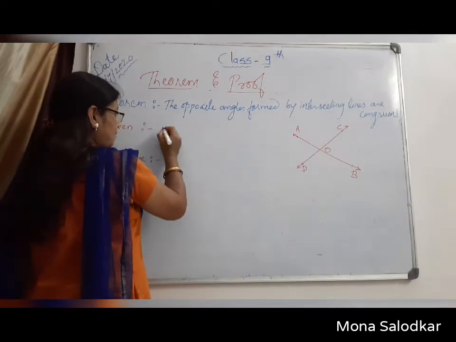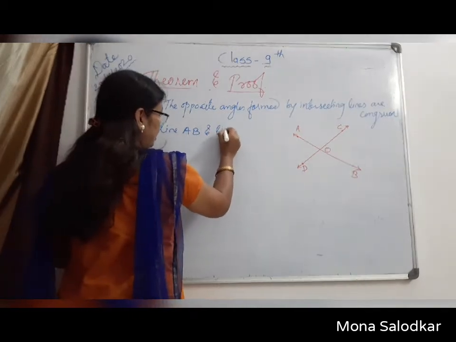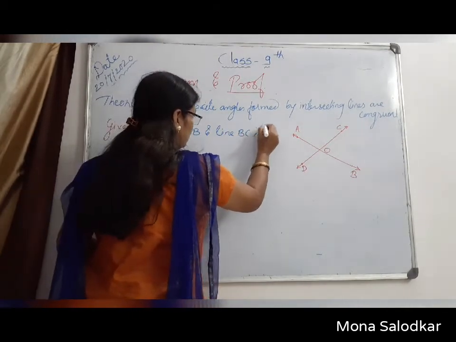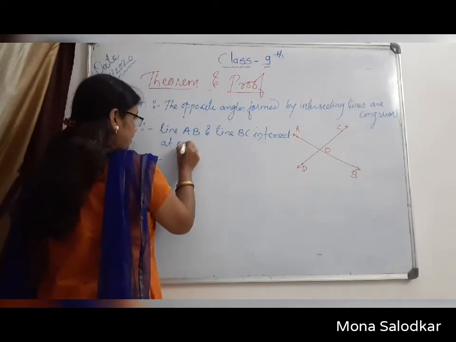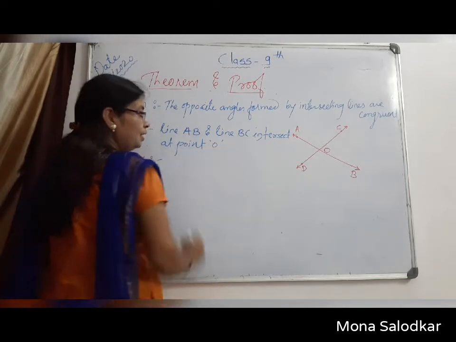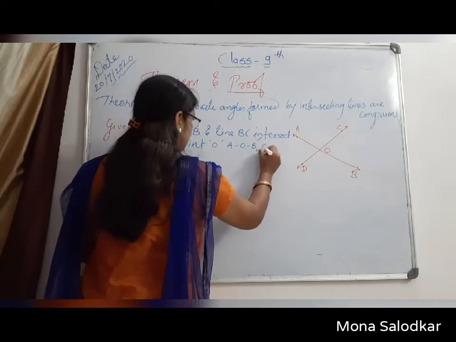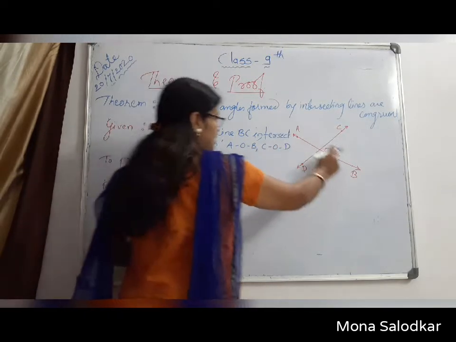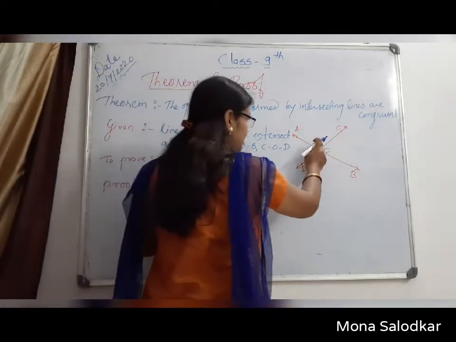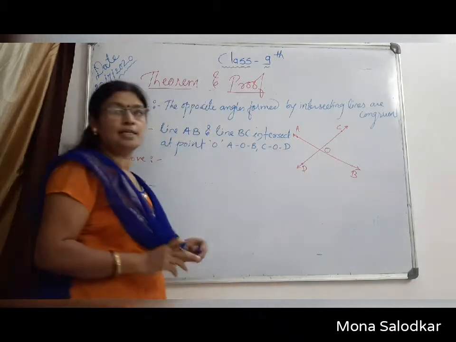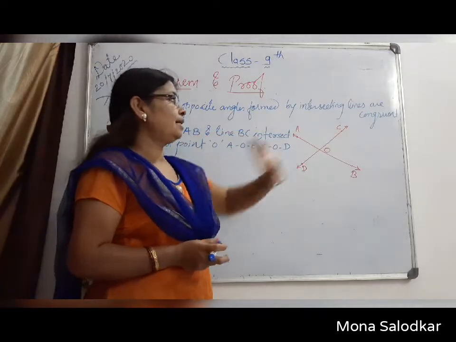Now see here, what is given? Line AB and line CD intersect at point O. It is given, and A, O, B are collinear, and C, O, D are collinear, and these adjacent angles are called angles in a linear pair. What you have to show, students? The opposite angles formed by intersecting lines are congruent.